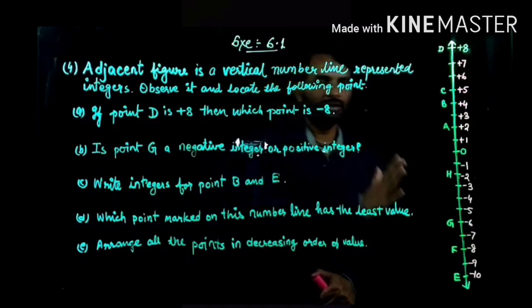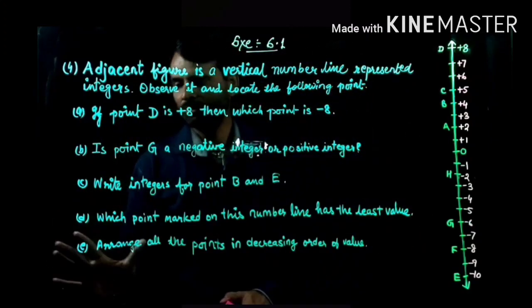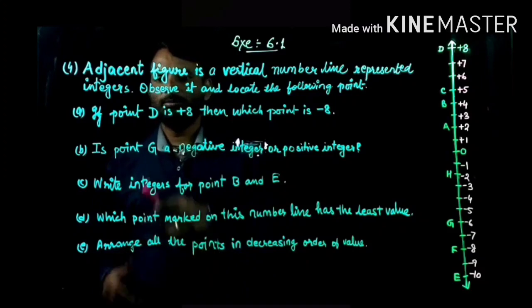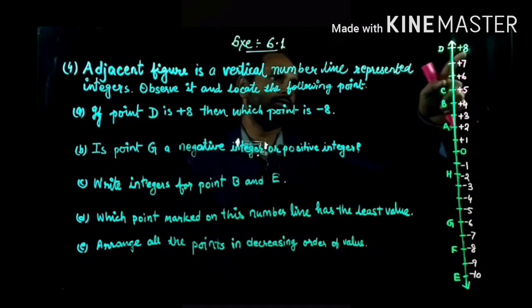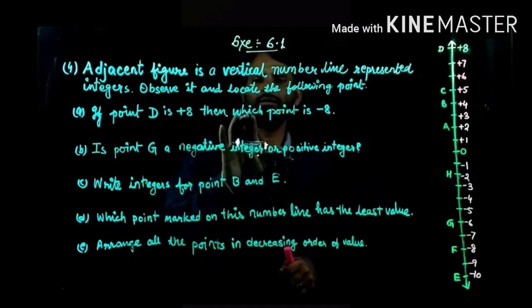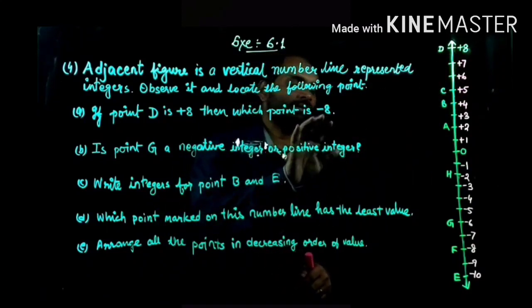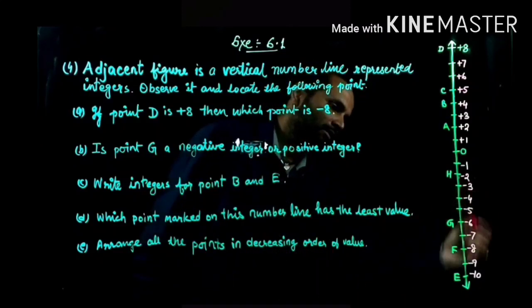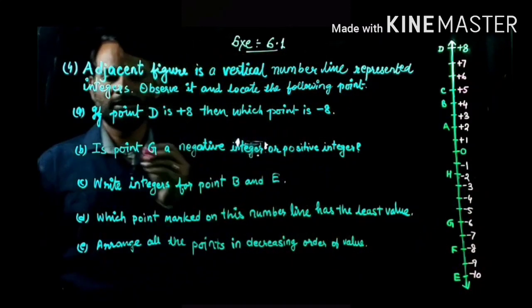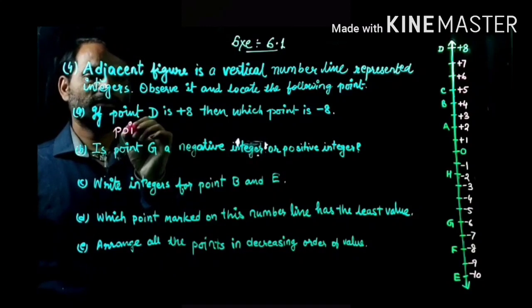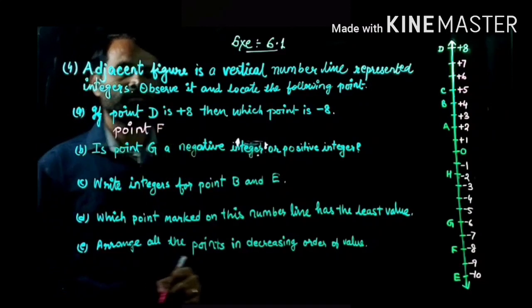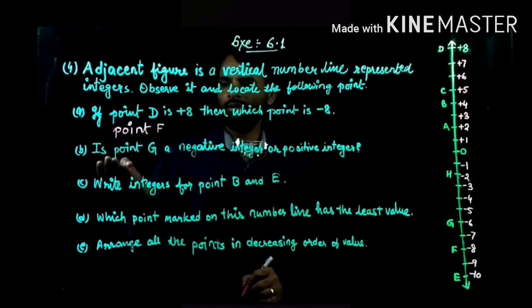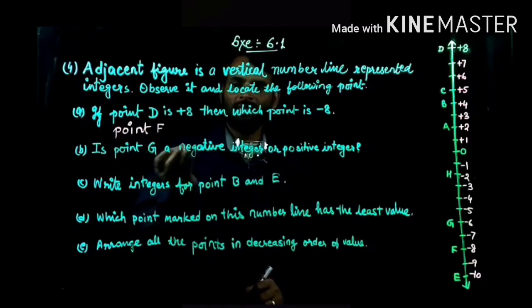Okay, and according to this diagram you solve the 5 questions. The first question is, if point D is a +8, then which point is a -8? Okay, so you write the -8 point is a F. So you write the point, which point? Point F.